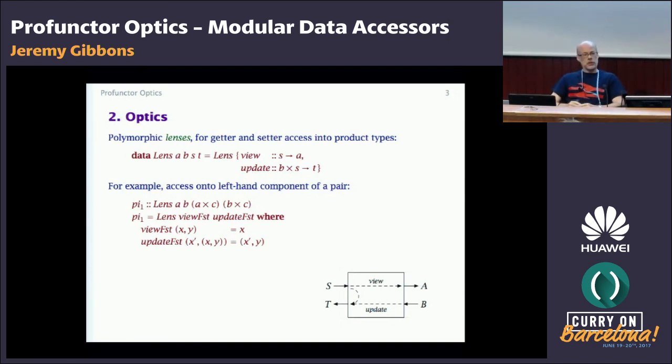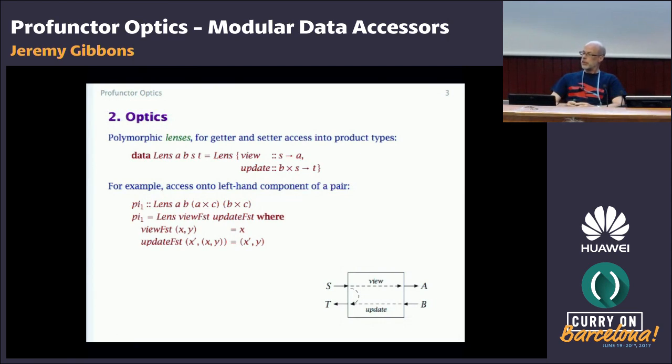So I've captured this as a piece of Haskell. It's a record with two fields, each of which is a function. And there's a picture at the bottom right of the slide that shows those two functions. So the view function is just a plain ordinary function from S to A, and the update function takes two inputs. It takes a B on the right-hand side and the old S on the left-hand side and produces a T as the result.